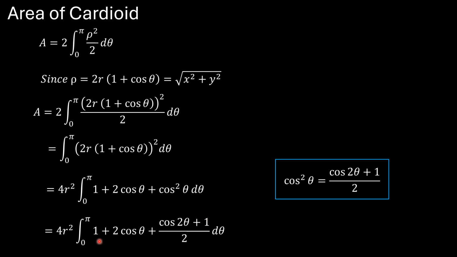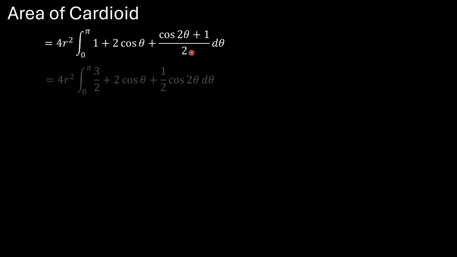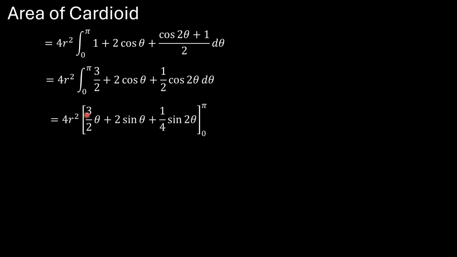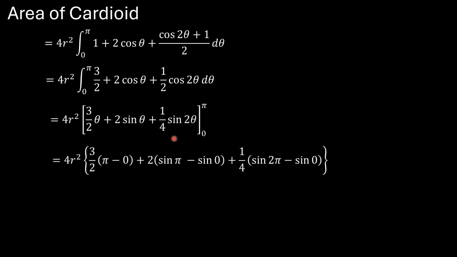So this half here can be added to 1. Combining the half and the 1 becomes 3 over 2, and then we have 2 cosine theta plus 1 over 2 cosine 2 theta integrated from 0 to pi. So this becomes 3 over 2 theta plus 2 sine theta plus a quarter sine 2 theta, from 0 to pi. And so applying the limits, we have 3 over 2 in the brackets, pi minus 0, plus 2 sine pi minus sine 0, plus a quarter sine 2 pi minus sine 0.